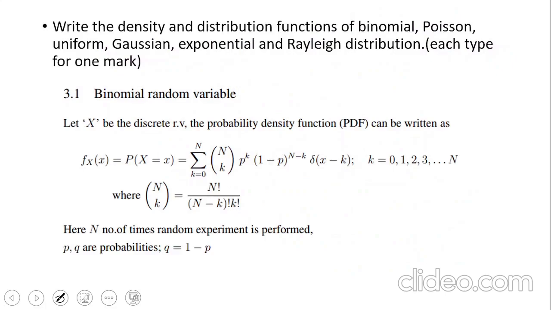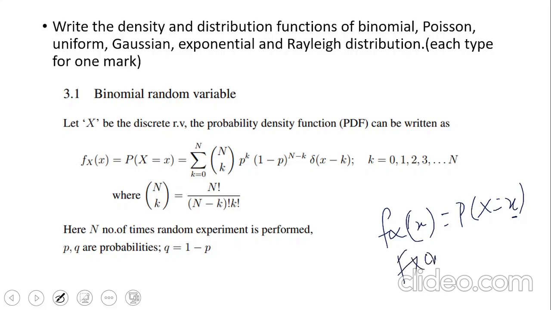And write the density and distribution functions of different random variables, that is binomial, Poisson, uniform. These are the different density functions. So first we'll write the binomial. If x is a discrete random variable, the probability density function f x of x is equal to, normally we will write d by dx. The meaning is that x is equal to x, the probability of the random variable x at value small x. That is the meaning of f x of x.